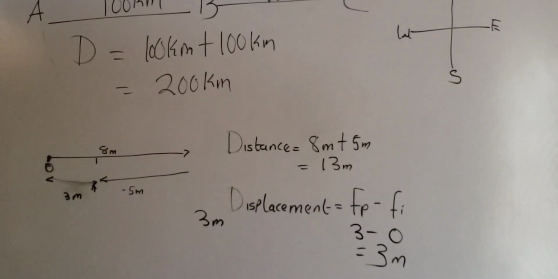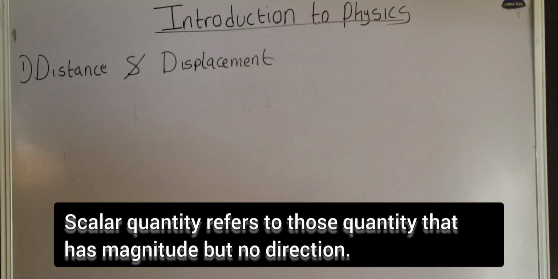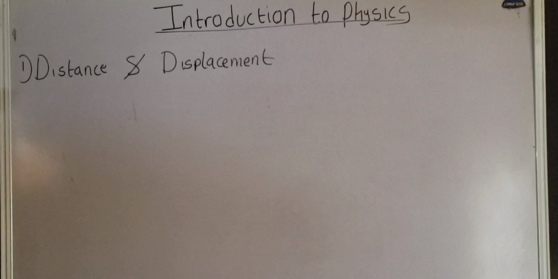Do you understand? Now it is important to note that displacement is different from distance. Distance is a scalar quantity, while displacement is a vector quantity. A scalar quantity is a quantity that has only magnitude but no direction. For example, if I said that a boy traveled 5 meters, from that statement we are not given the direction in which the boy traveled. Are you getting what I'm saying? Therefore, that is a scalar quantity.